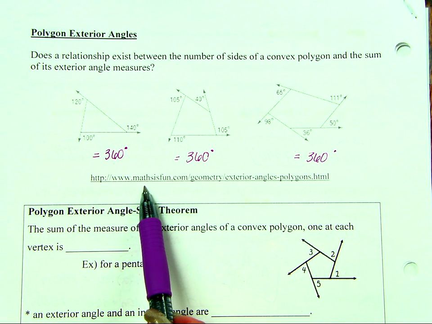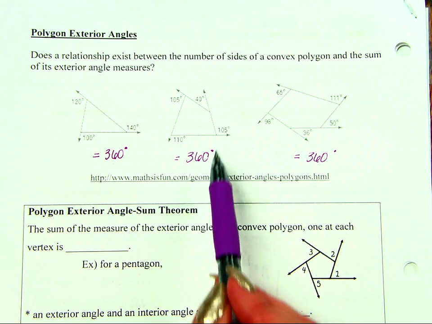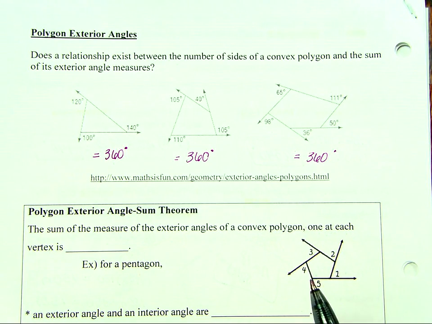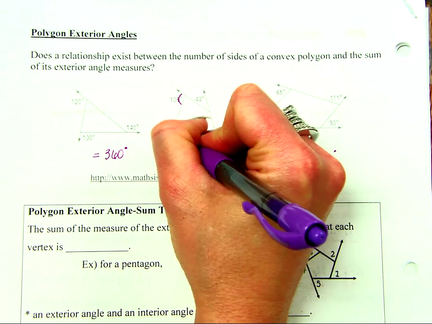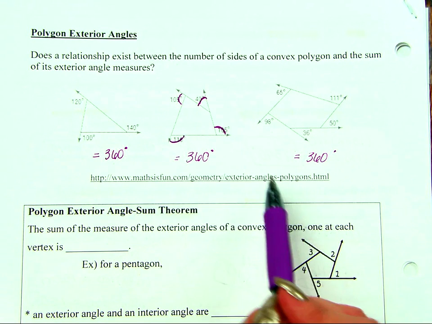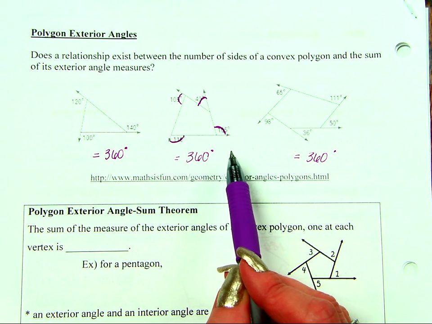It's also linked on my webpage. It shows a little demo as to why that is true. If you were to bring all of these exterior angles in to one common point, this one, this one, this one, and so on, you'd actually find they form one complete rotation. One rotation is 360 degrees.